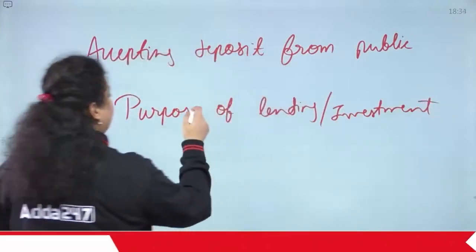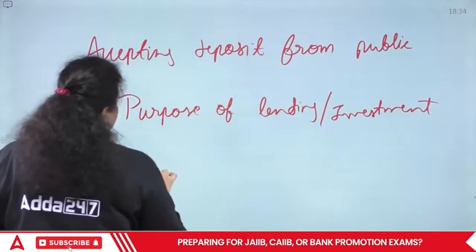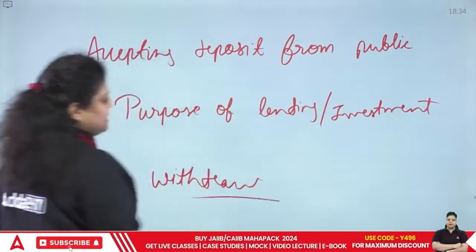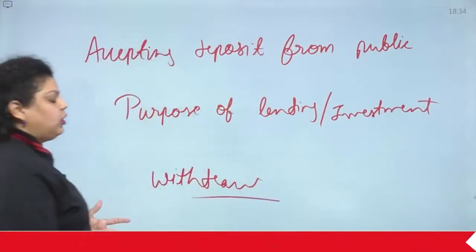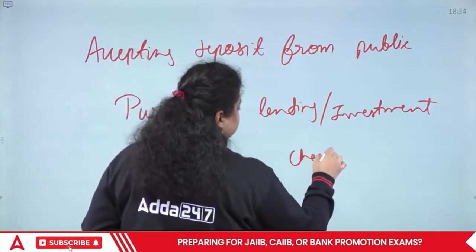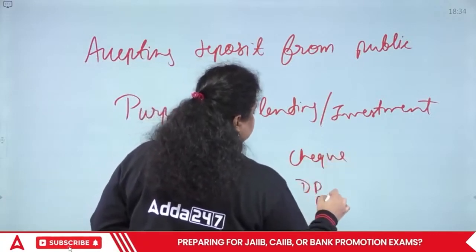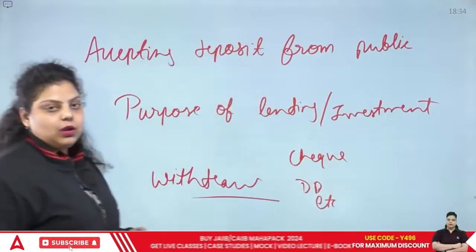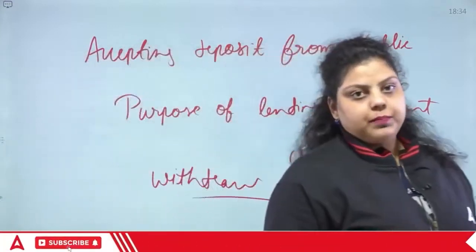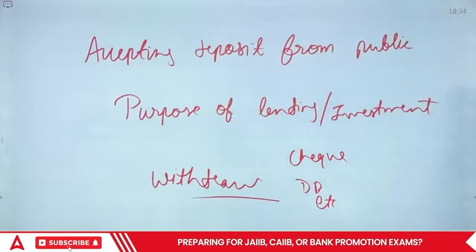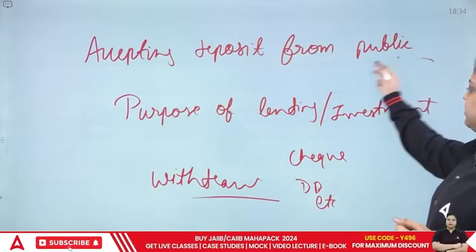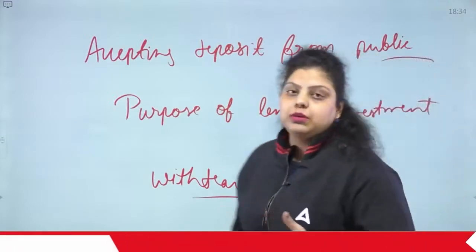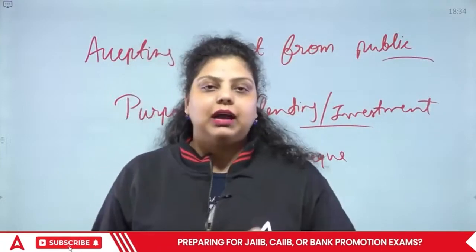Then the third one we have is allowing the customer to withdraw that money by using the right documents like the cheque, DD, or any other document. This is the definition of banking defined under the Banking Regulation Act 1949, Section 5(b). So what is banking? Accepting deposit from the public for the purpose of lending and investment, and that should be withdrawable whenever the customer demands to withdraw this money. This is banking.